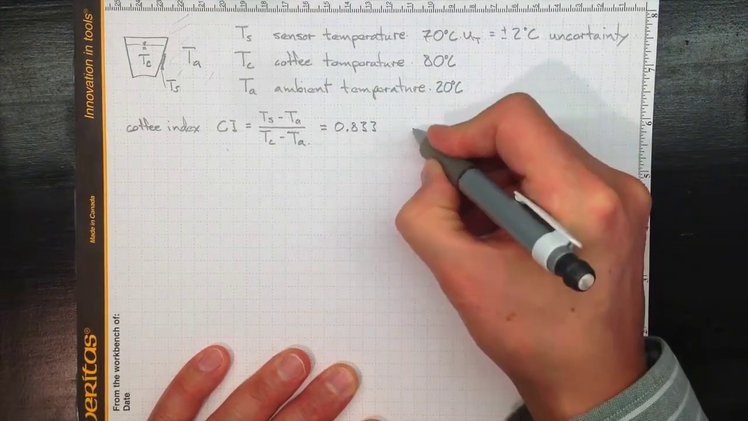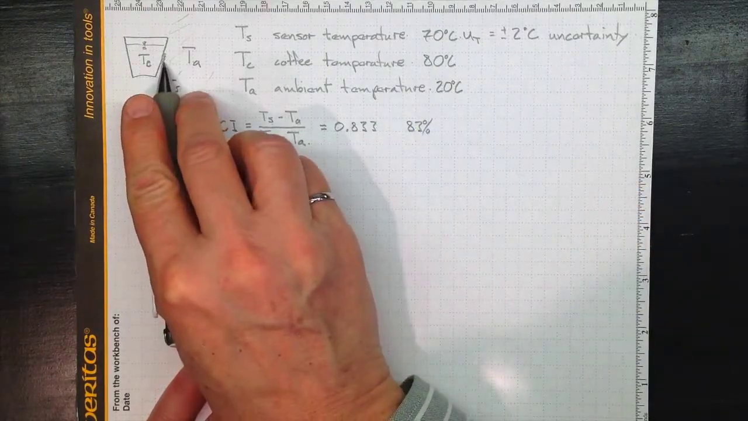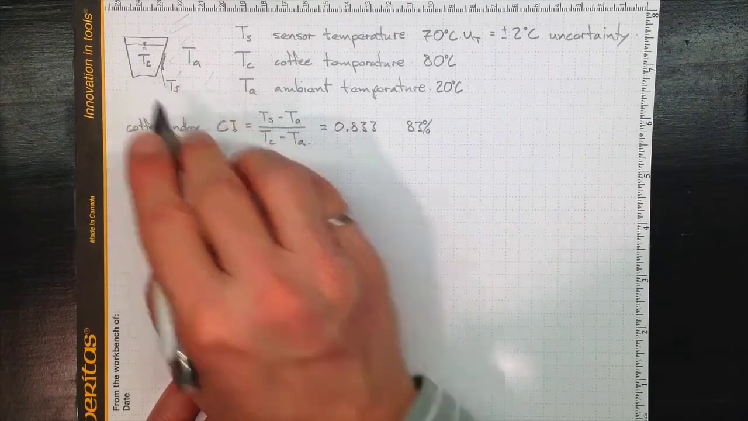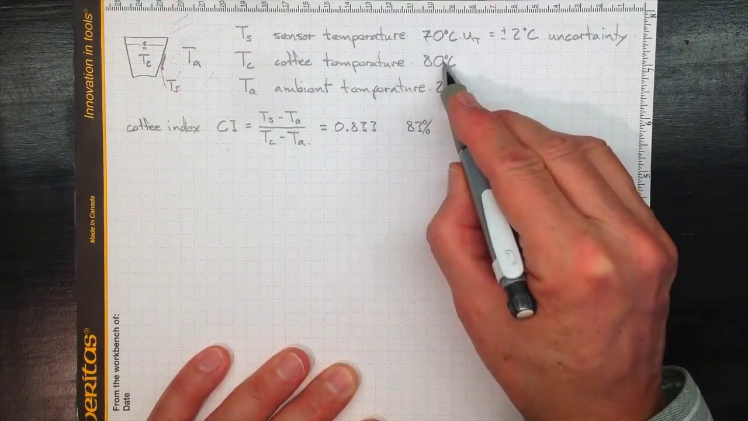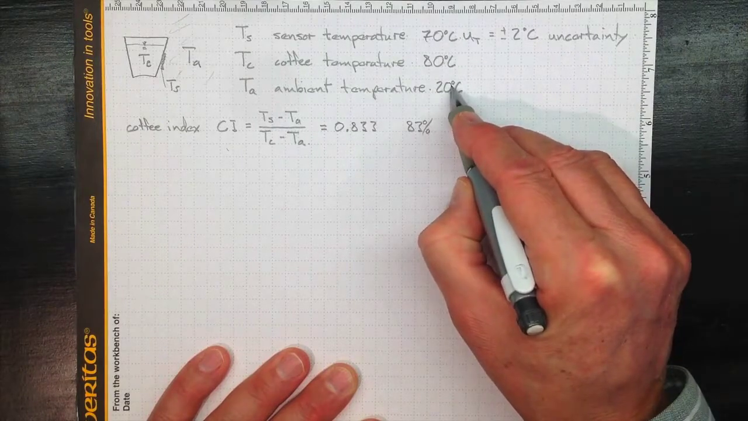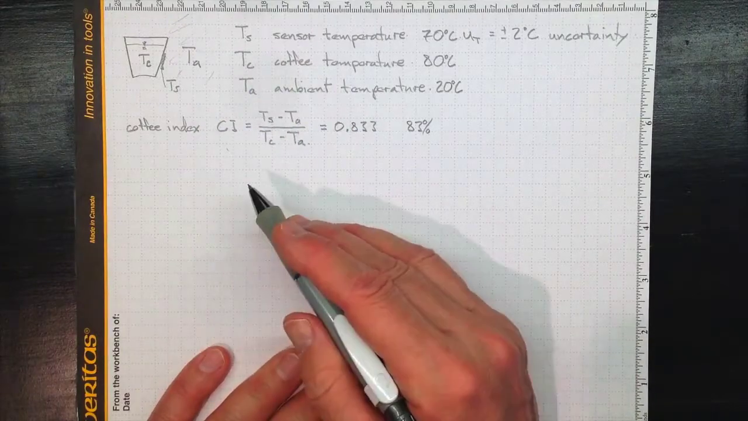So if we plug all of that in here, that coffee index calculation gives us 0.833, or 83%. That means that the sensor temperature is 83% of the way from the ambient temperature to the coffee temperature. So 70 degrees Celsius, although it's not 80, is still much closer to 80 than it is to 20. So it gives us an indication of what the coffee temperature is likely to be.